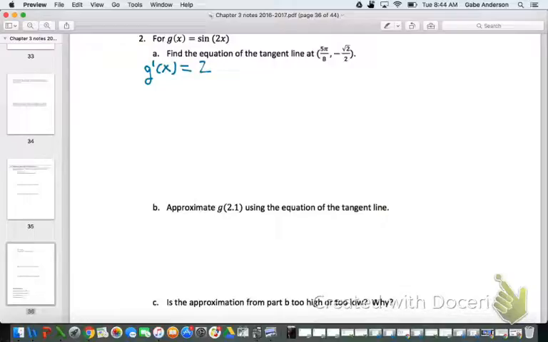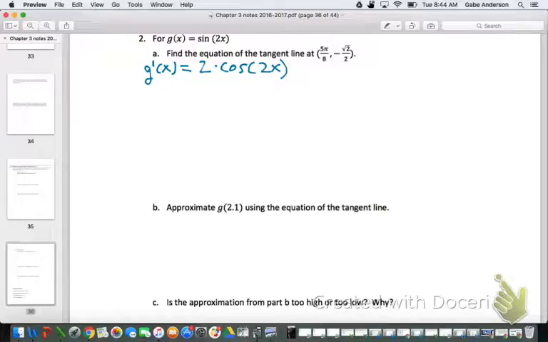So Maddie used a rule to get g prime. What rule did she use? Chain, yes. That's where that extra 2 came from. So g prime of x equals 2 cosine of 2x. And I think we can do part A without a calculator. Hopefully you were able to do that, or at least consider it.